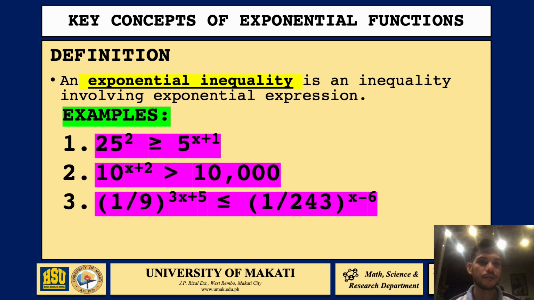The left side of the expression, which is 1 over 9 raised to 3x plus 5, has an exponent that contains a variable. The right side of this inequality, which is 1 over 243 raised to x minus 6, has the exponent x minus 6, which contains the variable x.